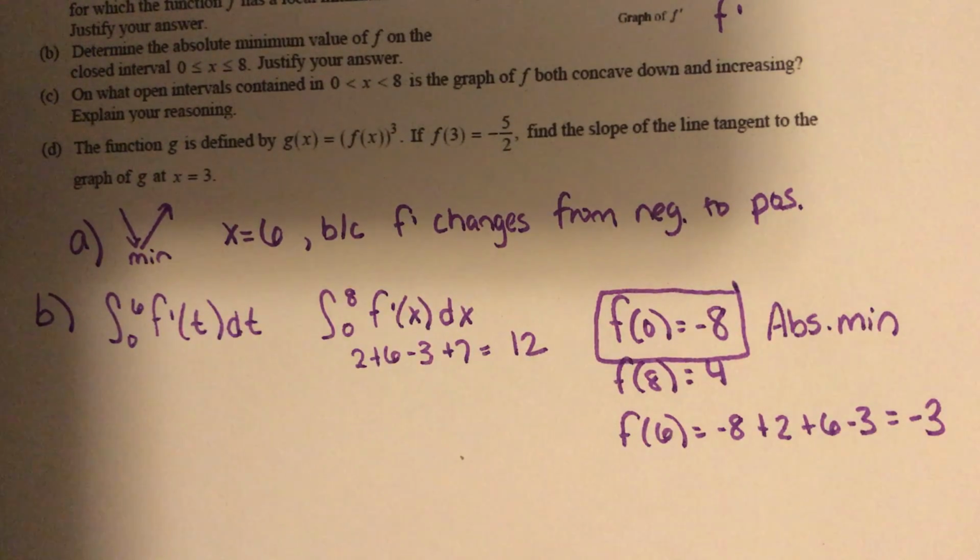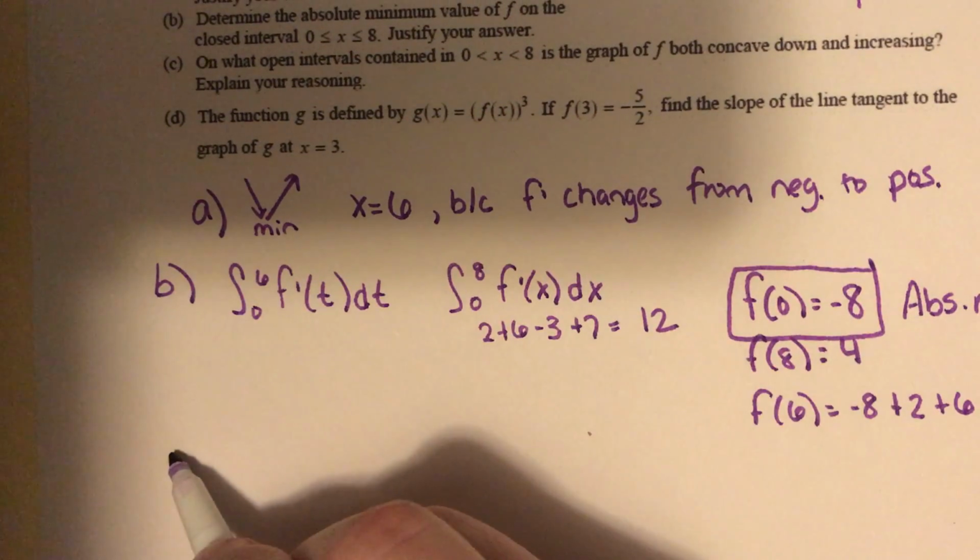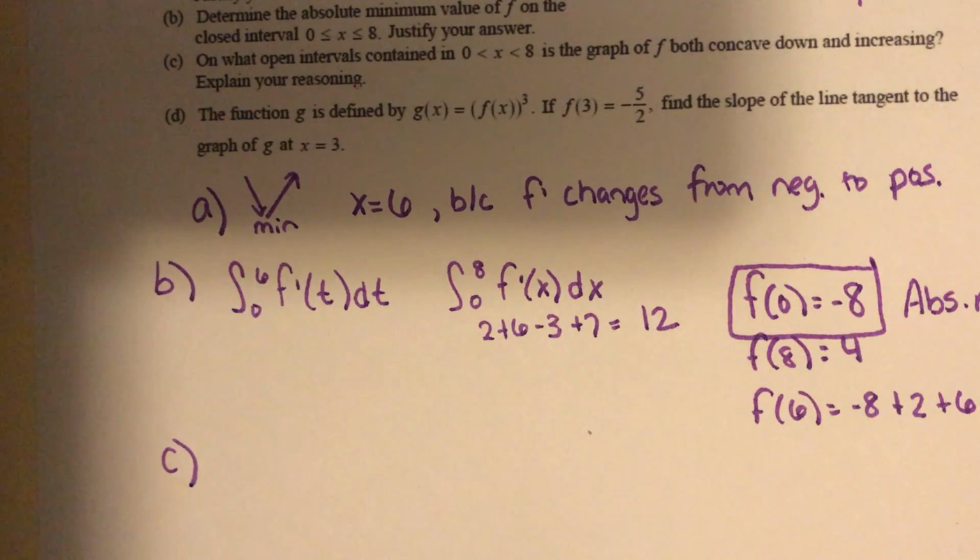Okay, justify your answer for this one just means show your work. So as long as you show your work of what you did, you would get full credit for that one. Okay, let's go to part C now. On what open intervals contained from 0 to 8 is the graph both concave down and increasing?